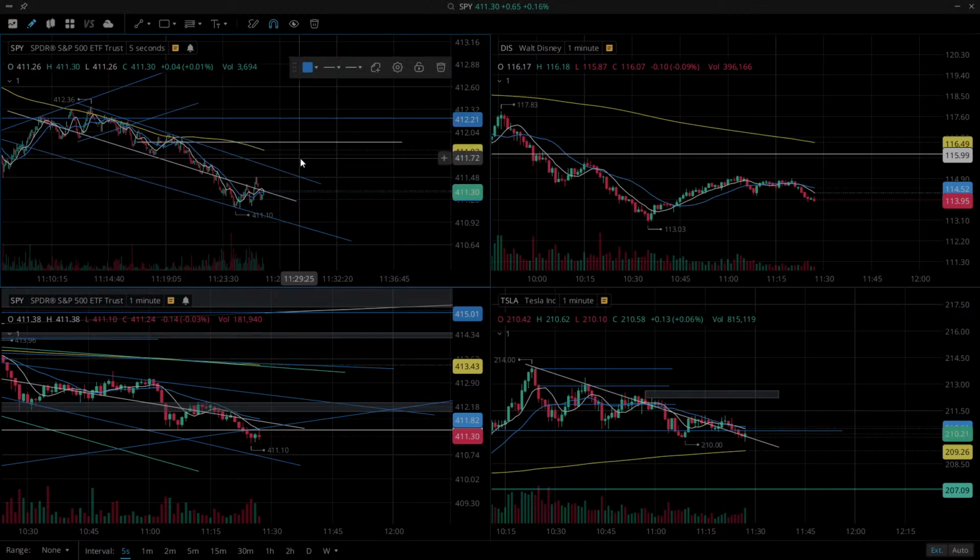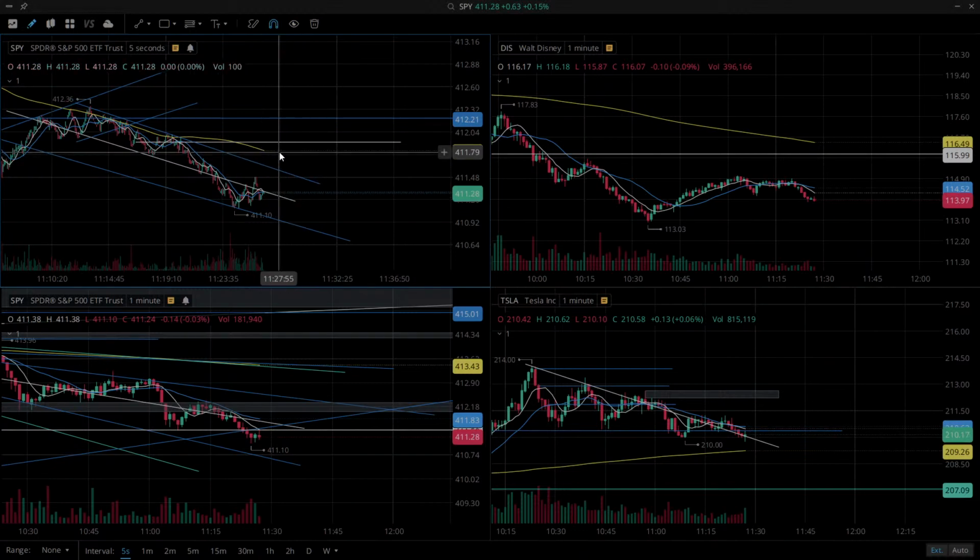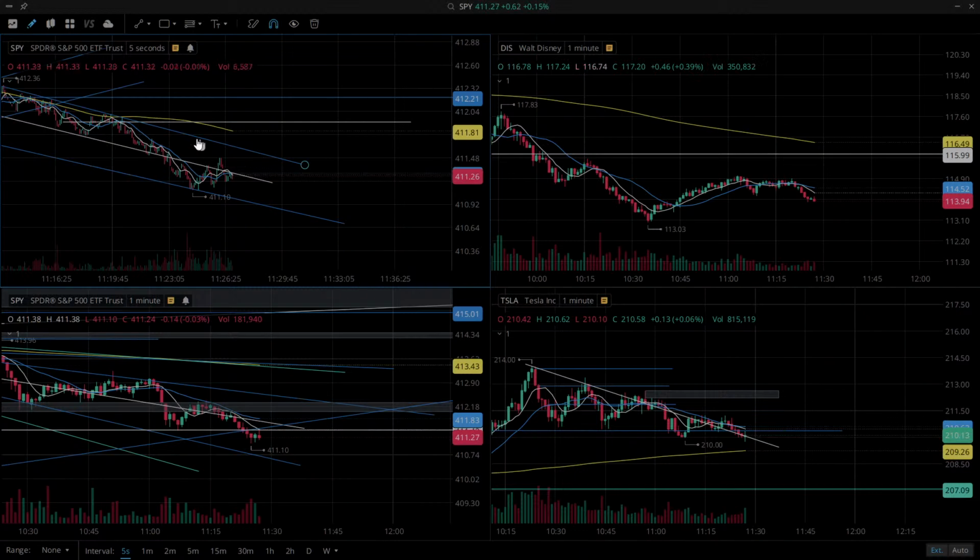That tells us either A, it can reverse there and then we can go short, or B, it'll accumulate there for a while and then eventually push that 50%. But usually price doesn't want to stay in that range for very long.